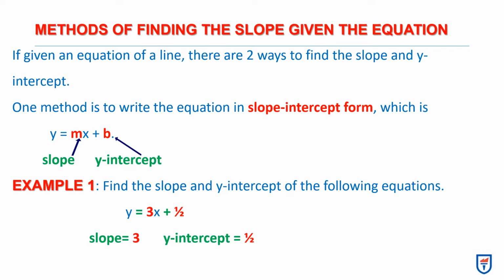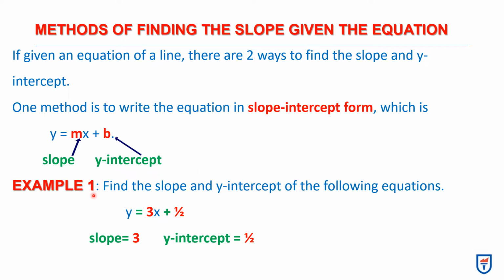Let's look at the methods of finding a slope given the equation. If given any linear equation, there are two ways we can use to find the slope and the y-intercept. One method is to rewrite the linear equation in the standard slope-intercept form, y is equal to mx plus b, where m attached to an x is the slope, and the constant is the y-intercept.